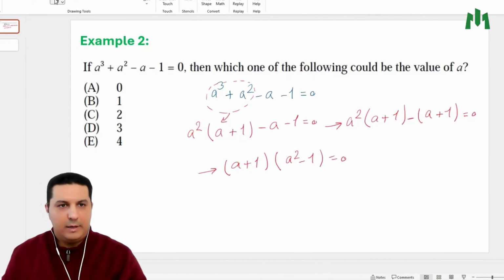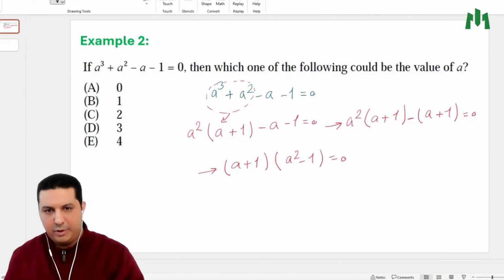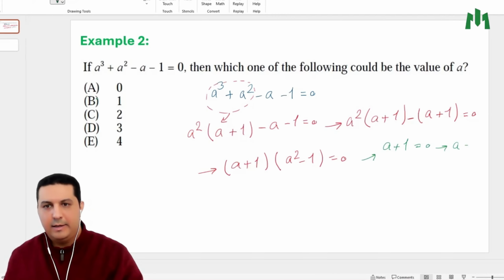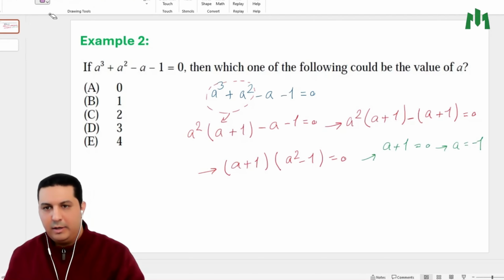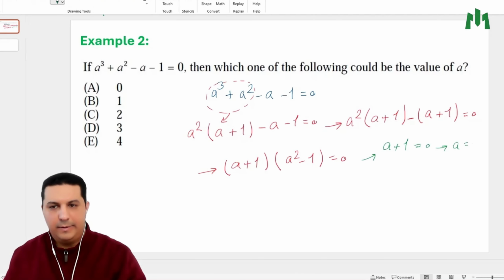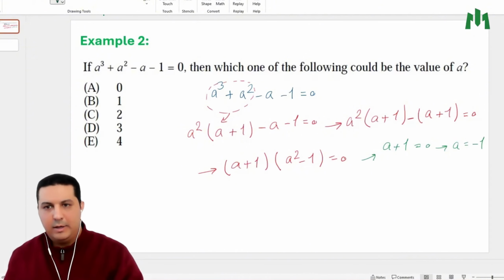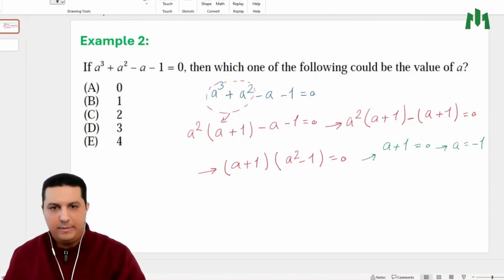So right now, we have two different options, as you see. Maybe a + 1 is equal to 0. And as you see, a can be -1. But this is not true because we don't have it in our answers here. This is -1. Unfortunately, we don't have it here, nothing.